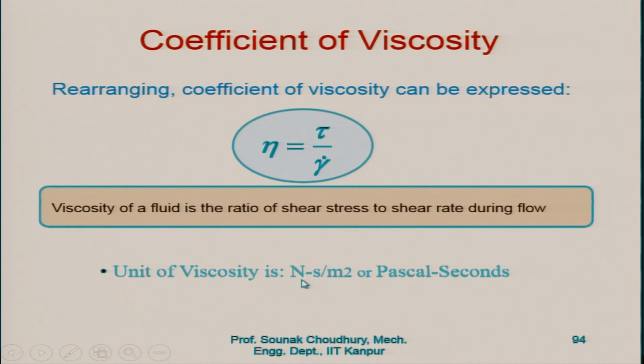The unit of viscosity is Newton second per meter square. From here you can find Newton second per meter square, and this can be expressed as Pascal second. This is the unit of viscosity.